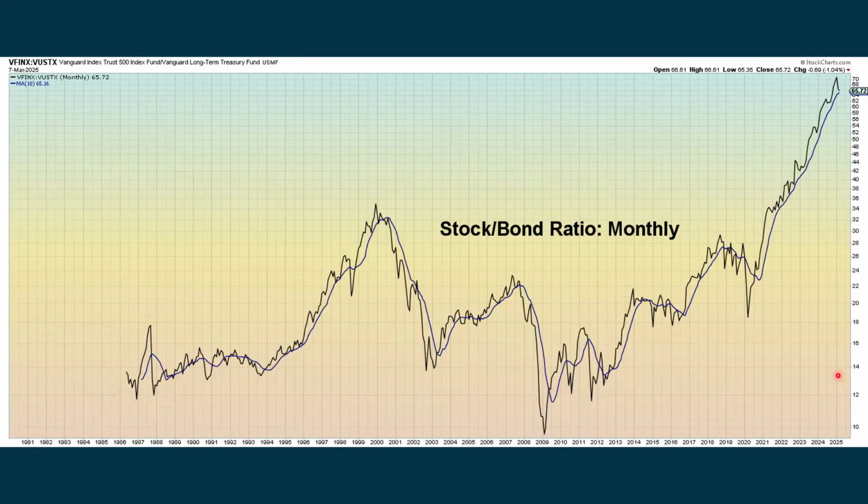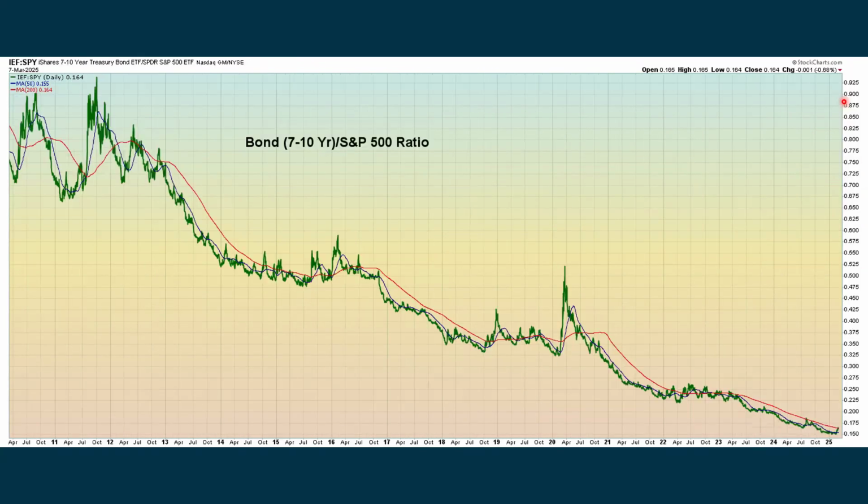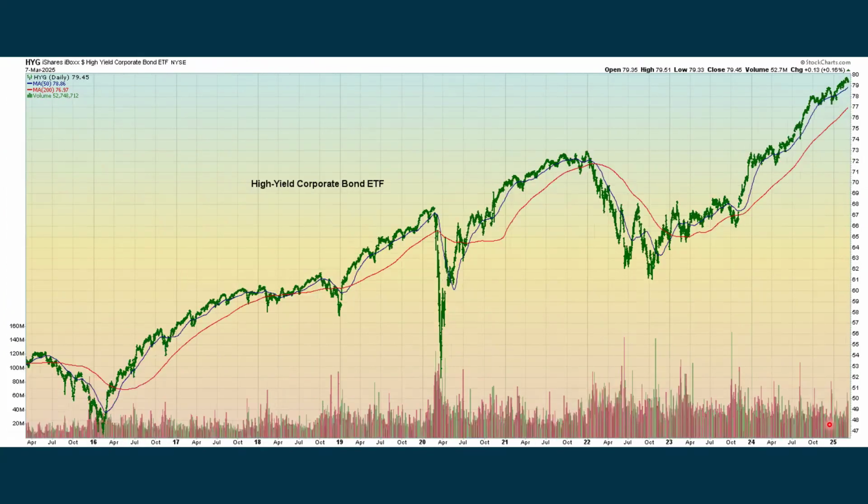lately. We look at a long-term monthly chart of a stock-to-bond ratio, where when this is going up, that means stocks are outperforming, but lately they've been pulling back. And then another daily chart of a bond-to-stock ratio, where it's starting to come up right to this red line, which is the 200-day moving average.